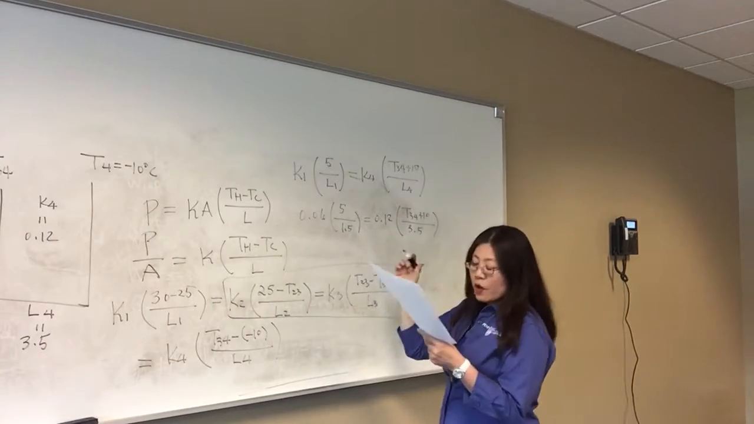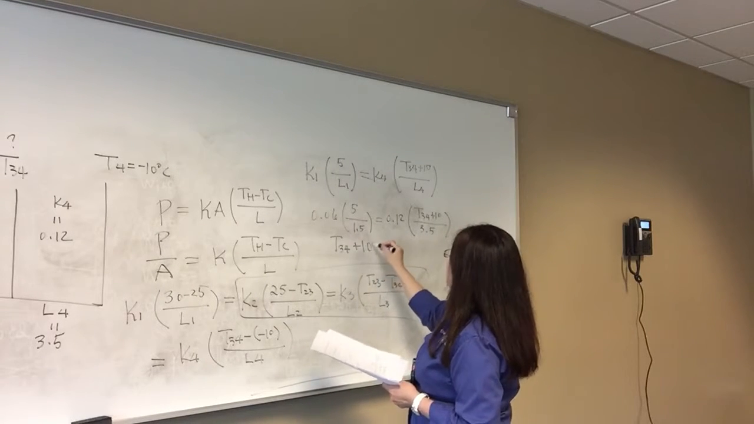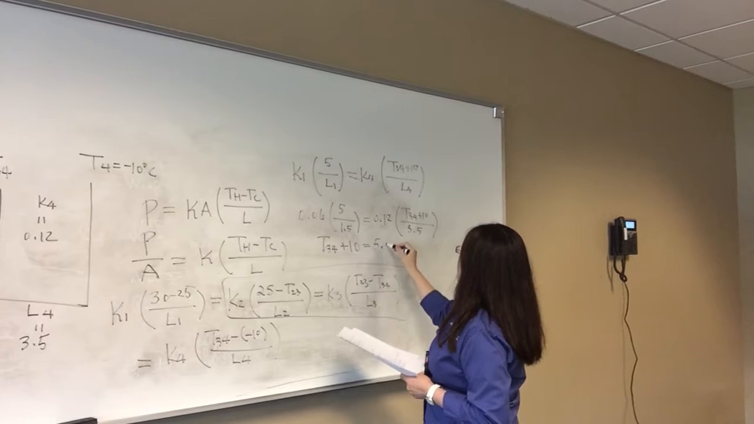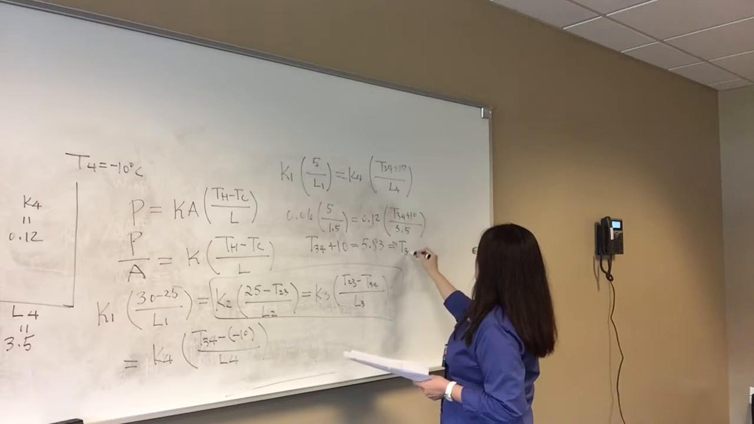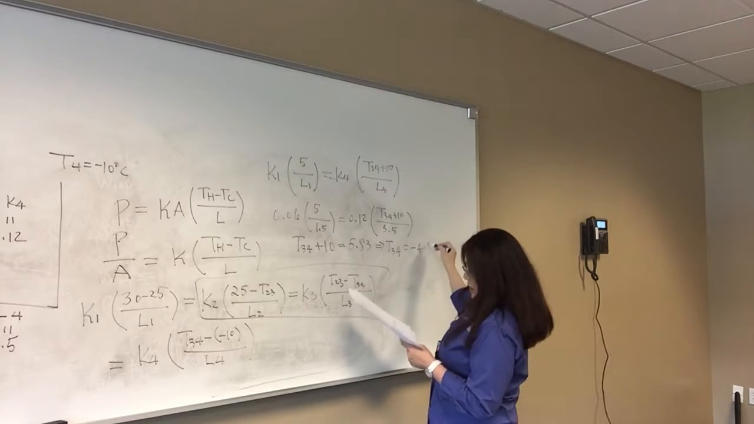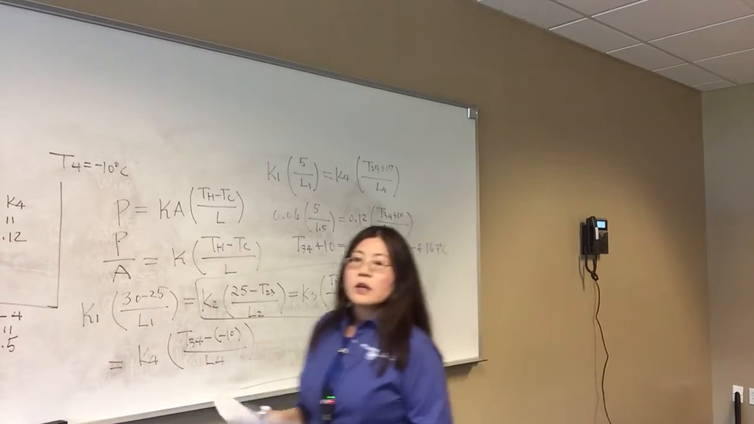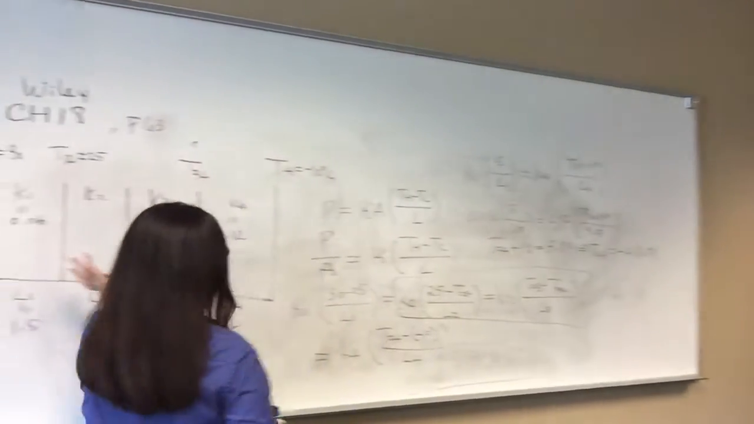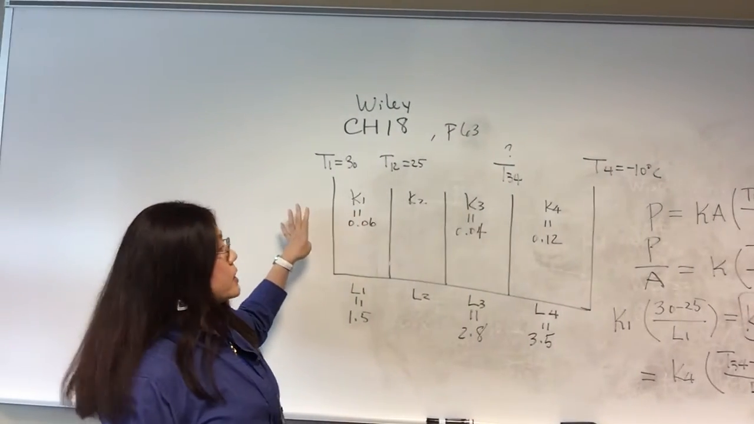After you plug in and clean it up, and do the algebra, you'll find that T34 plus 10 is equal to 5.83, indicating that the temperature at the interface would be -4.167 degrees Celsius.